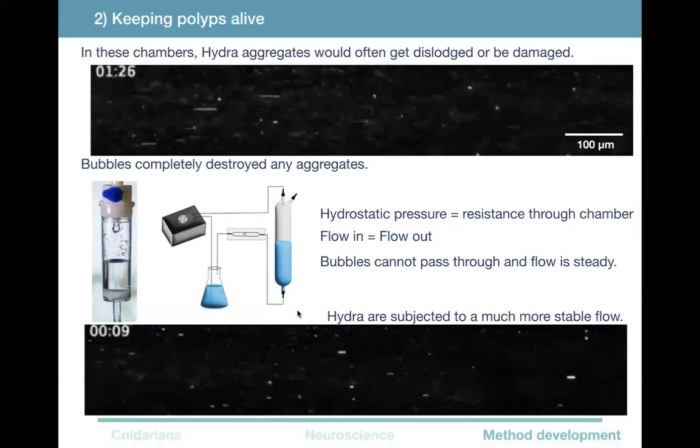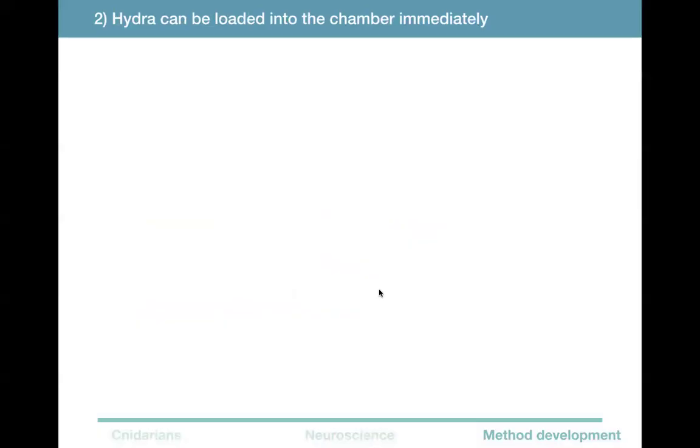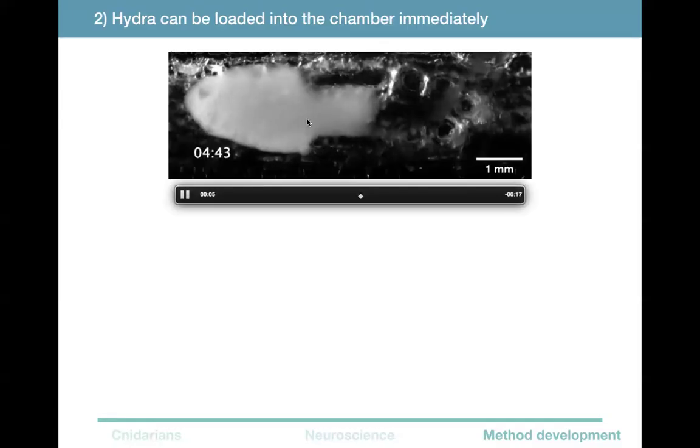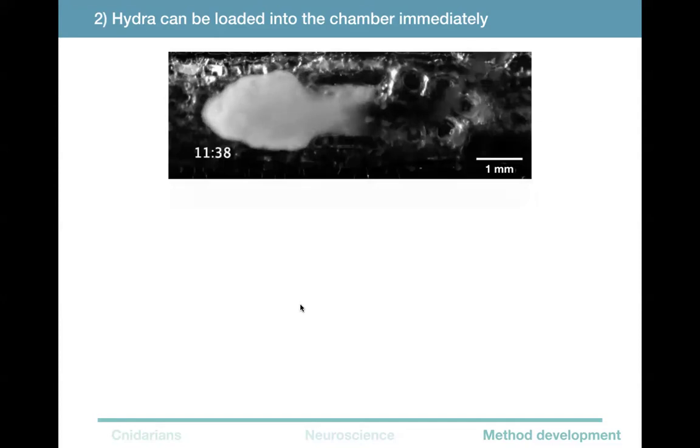And so what we get out of this is that the Hydra are subject to a much more stable flow, and we can take our aggregate immediately after forming it, put it in this chamber, and what you see is that some of the cells are lost, lots of dead or dying cells, but we're able to capture this thing really early and start to see the formation of this sort of coordinated motion of this aggregate.